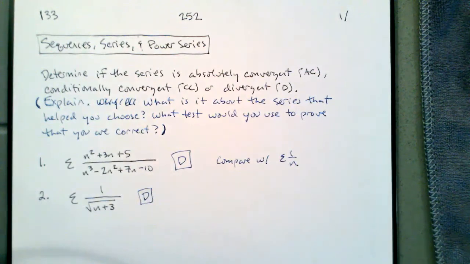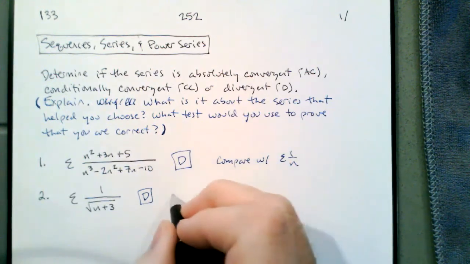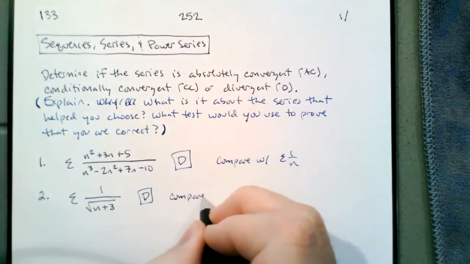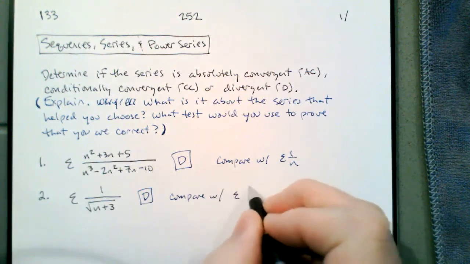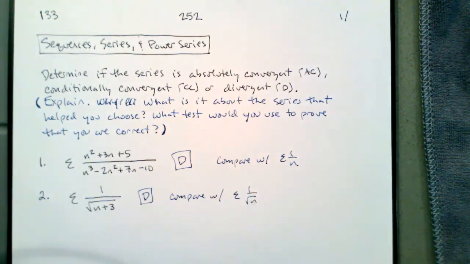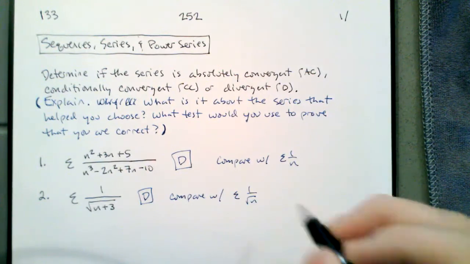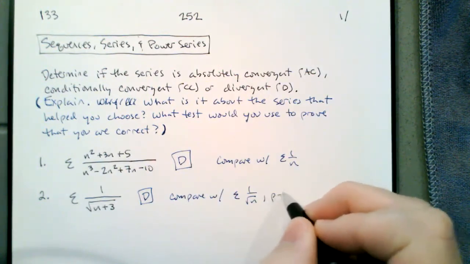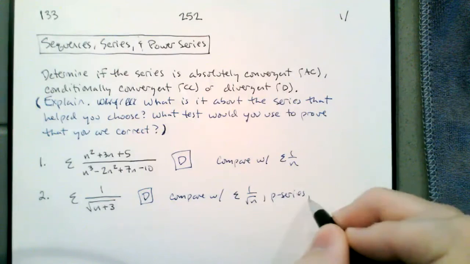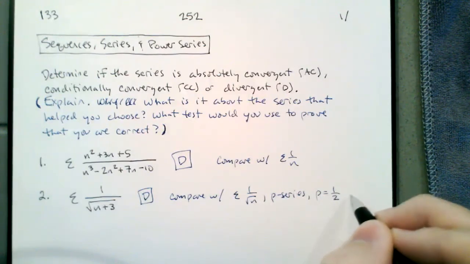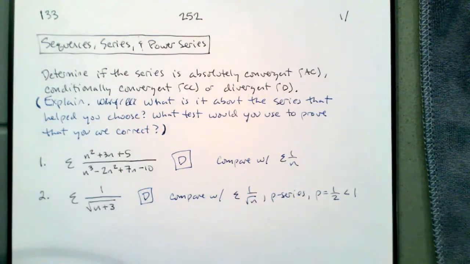It's rational. Rationals and radicals can all be done with the comparison test. So this looks like it diverges. We'll compare it with the p series, 1 over the square root of n. And this is a p series with p equal to 1/2, which is strictly less than 1. So it diverges.